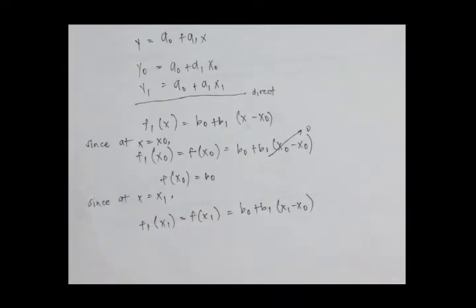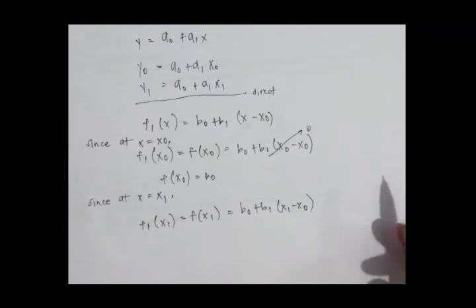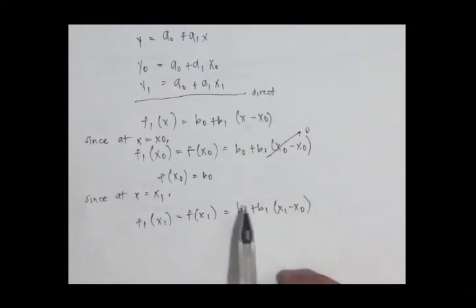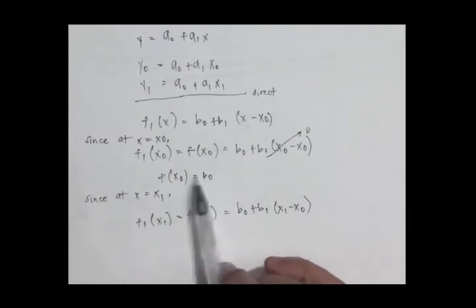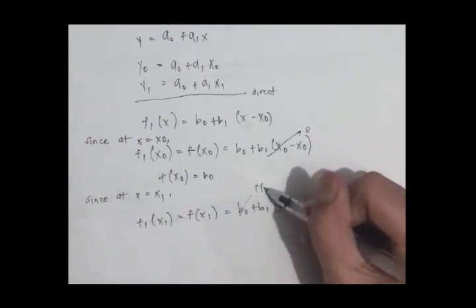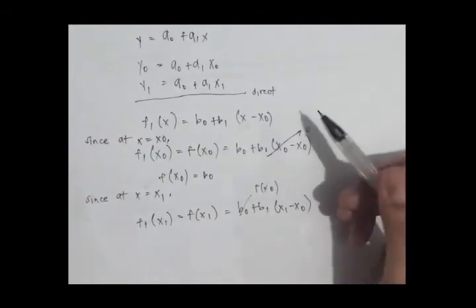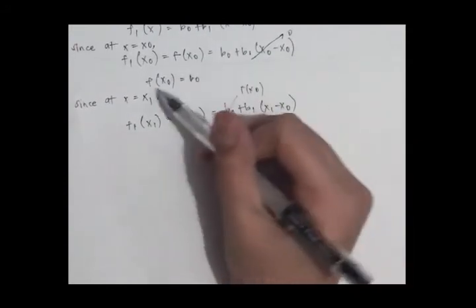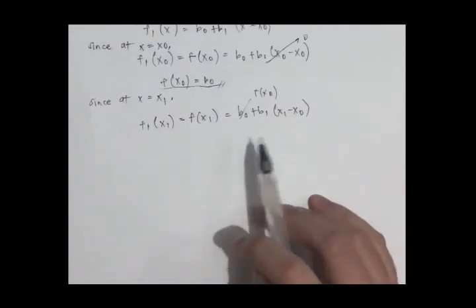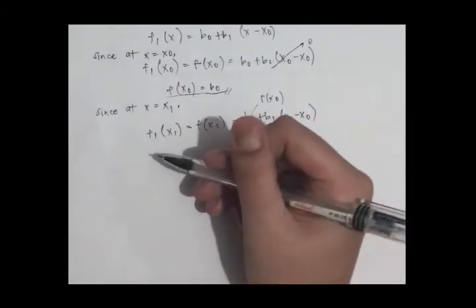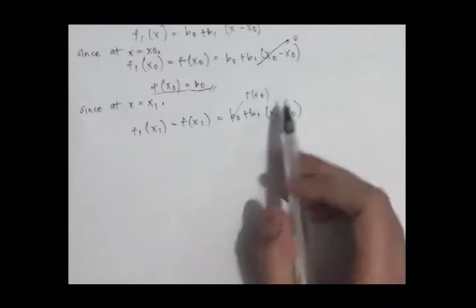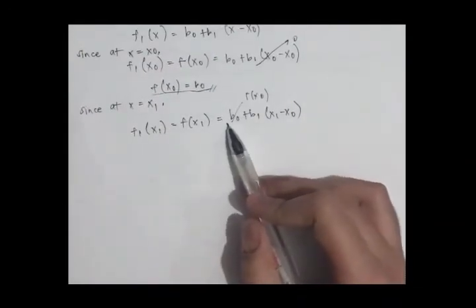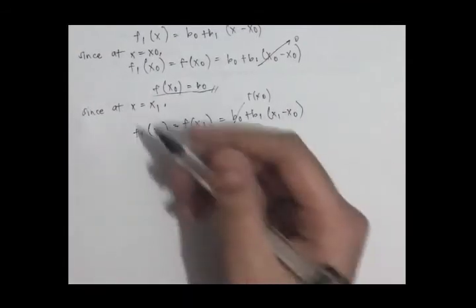And alam din natin na ito is f of x, since alam natin na b sub 0 is f of x sub 0. Ito, di ba nakuha na natin to, equal silang dalawa. So, pwede mo yung palitan na f of x sub 0. By the way, kung nalilito kayo, hinahanap na natin yung para sa b sub 1 kasi meron na tayong b sub 0 na formula. So, we can just substitute yung f of x sub 0 kasi meron na tayong value of b sub 0 eh. Kaya ilalagay na lang natin siya.